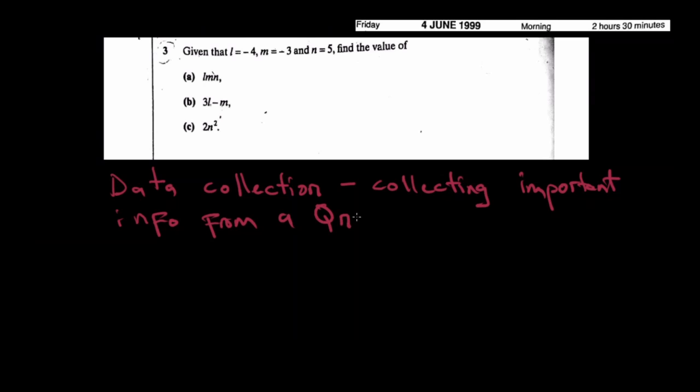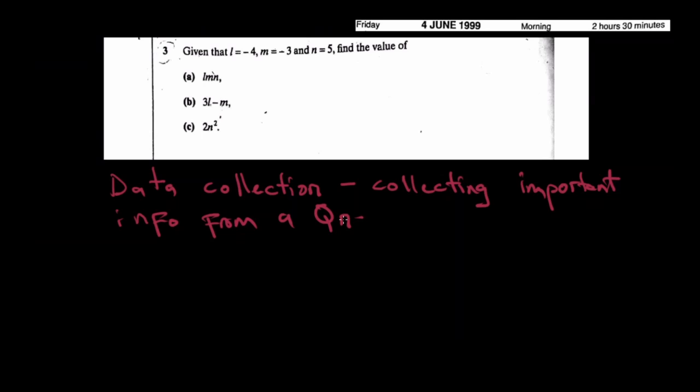So data collection, what is it? Data collection is collecting important information from a question. When you read number 3, you quickly notice that we are given the value of L, M, and N. So these values, you should collect them, and they are going to form part of your answer.